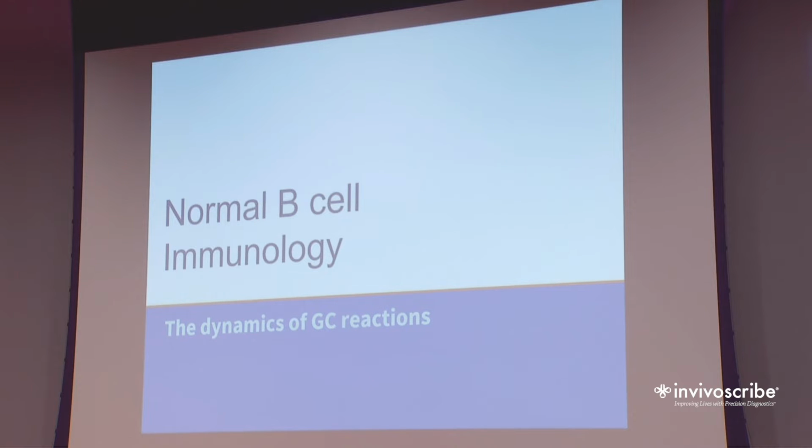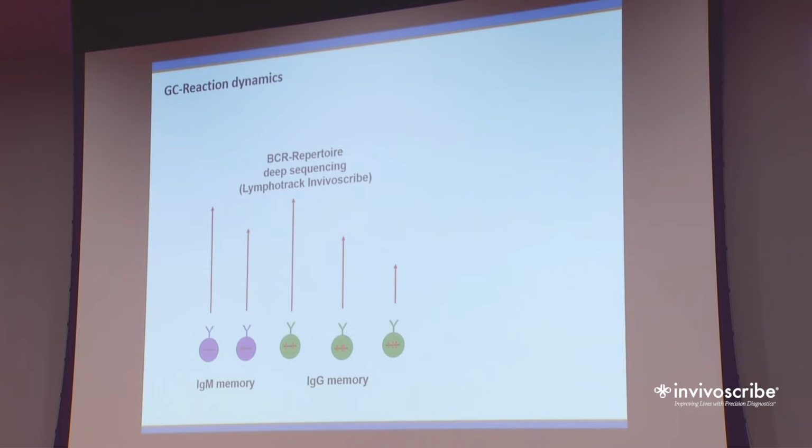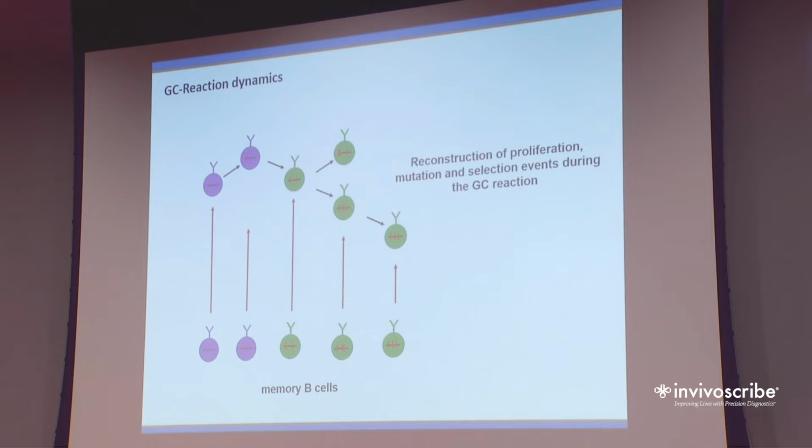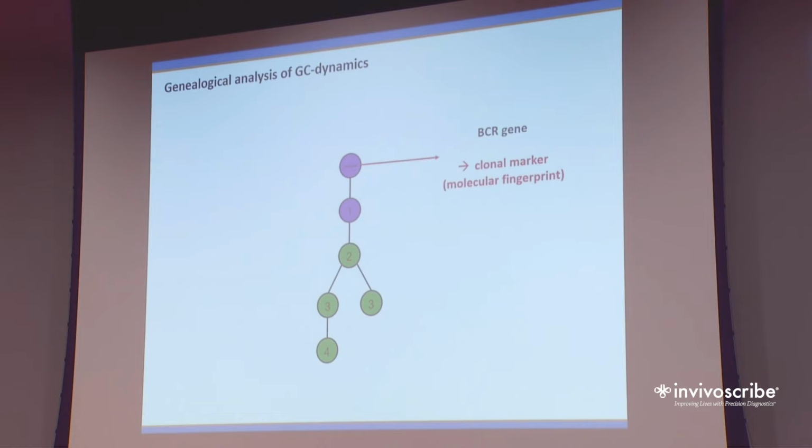Now, these memory B cells can be used to learn something about the dynamics of germinal center reactions. For example, we can sort the cells from the peripheral blood and then perform BCR repertoire deep sequencing, and we tend to use the LymphoTrack from Invivoscribe because it's just very efficient. And with these memory B cells and the BCR sequences and the mutational sequences, we can reconstruct the proliferation, mutation, and selection events during the germinal center reaction of these B cell clones.